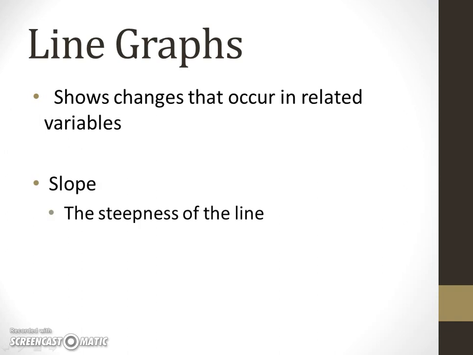Slope is the steepness of the line, and that can be found by calculating how many you rise divided by how many you run over. So your y divided by your x. You guys should know that from math.